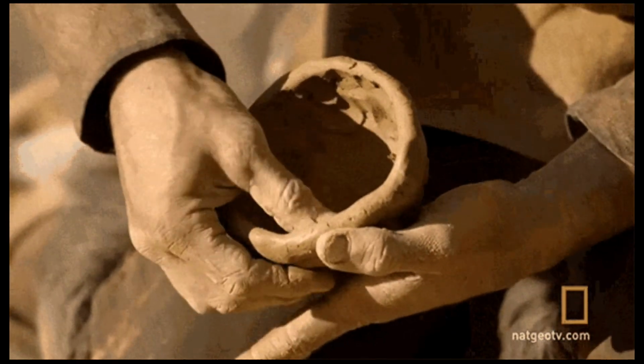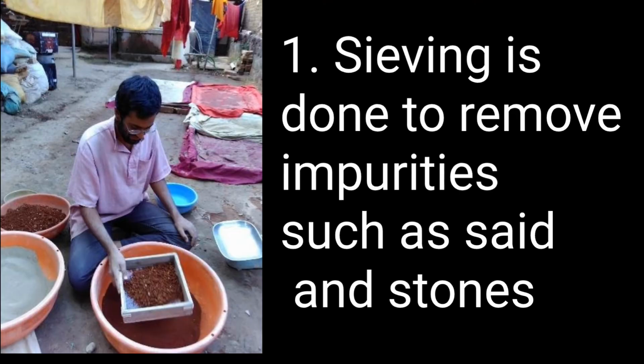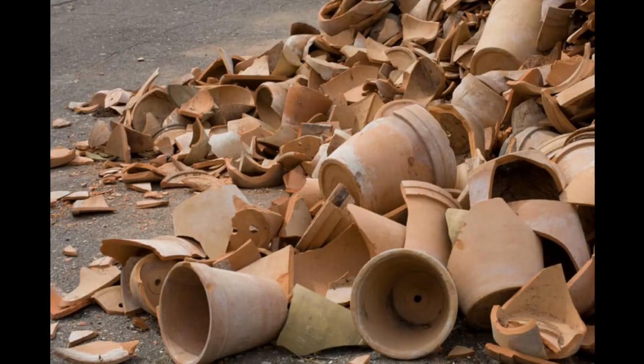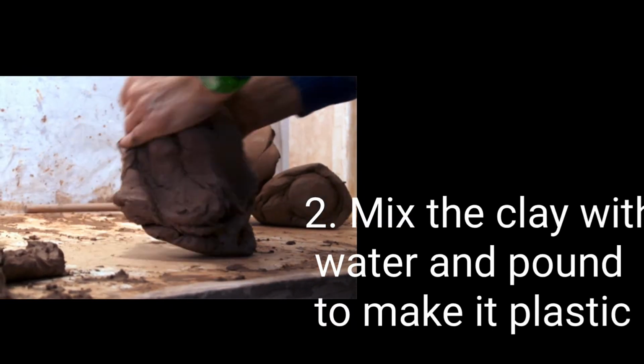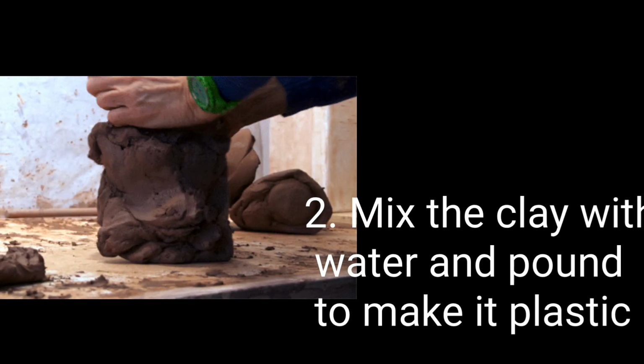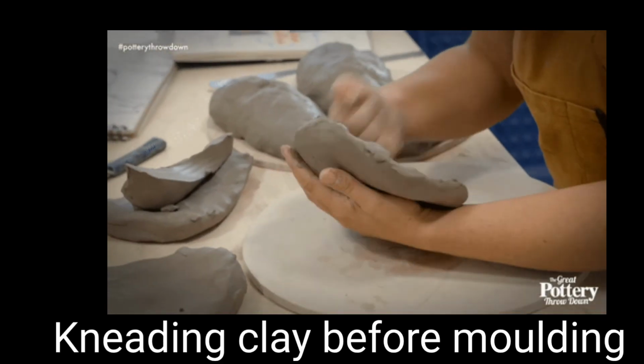Now we're going to look at the processes involved in preparing clay for molding. The art of using clay to make various objects is called pottery. Clay can be prepared for molding in any of the following ways. 1. Sieve the clay to remove any sand and stones. When this is not done, the clay products explode during firing. 2. Mix the clay with water and pound to make it plastic. This helps to remove air bubbles from the clay and make it soft and easy to mold. This process is known as kneading.